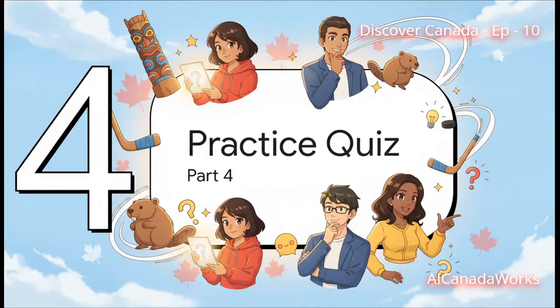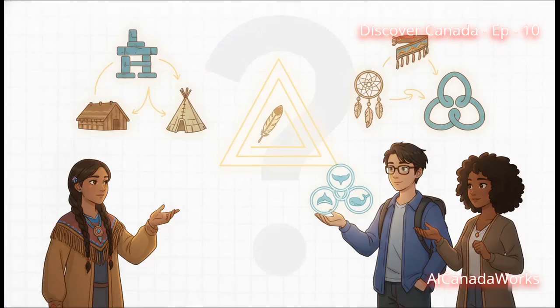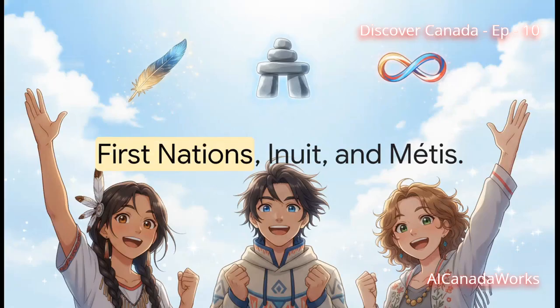And that brings us to Part 4, the Practice Quiz Challenge. Put away your notes, because it is time to see what you've learned. Here we go. Practice question 1. Who are the 3 Indigenous groups in Canada? Think back to that rule of 3 we discussed earlier. Do you have the answer in your head? Okay, let's check. The answer is the First Nations, the Inuit, and the Métis. Fantastic job if you got that right. Remembering that foundational trio is absolutely essential for your test.